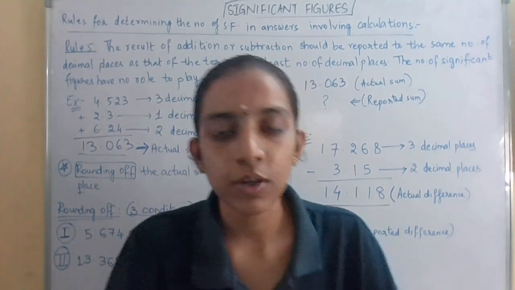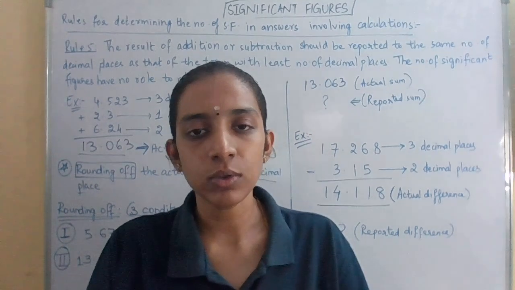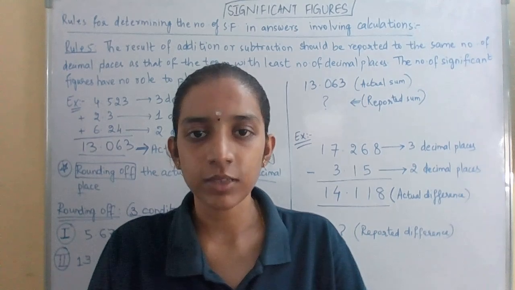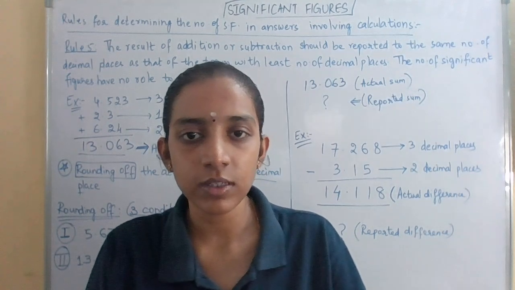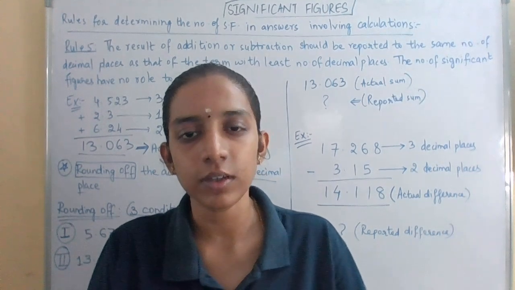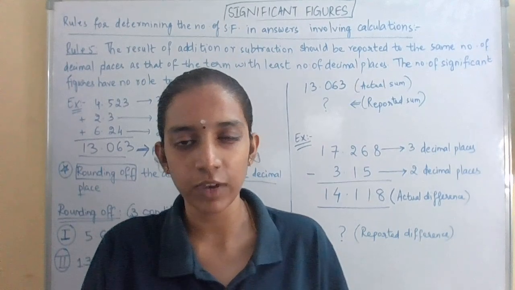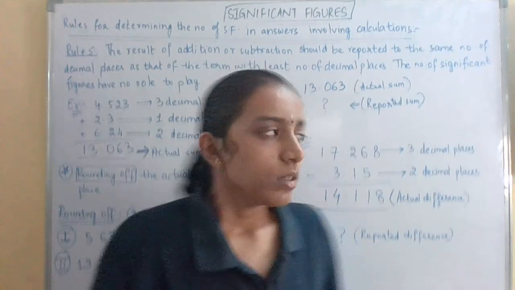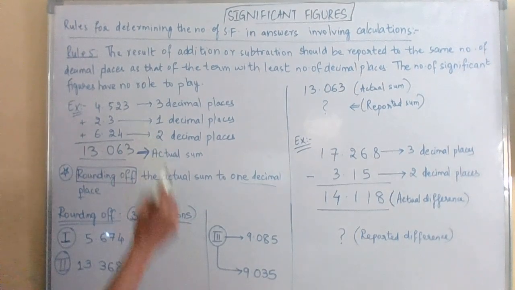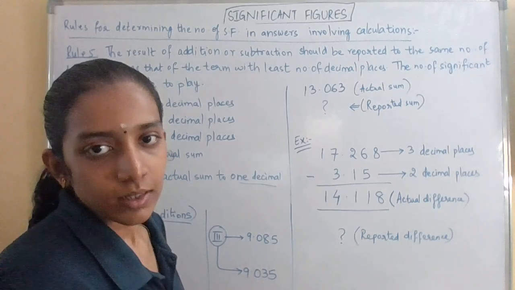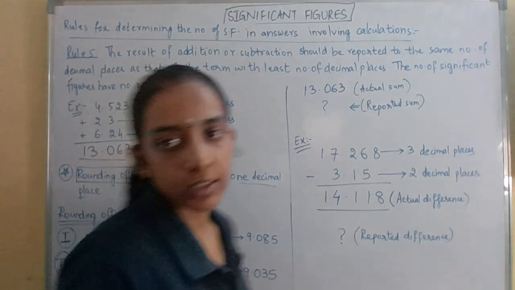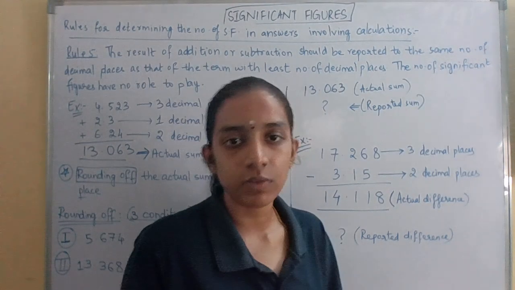So in the previous video, I explained rule 1, rule 2, rule 3 and rule 4 of determining the number of significant figures. In this one, we will complete the remaining significant figures determination by rule 5, 6 and 7. These rules include calculations like addition, subtraction, multiplication and division.